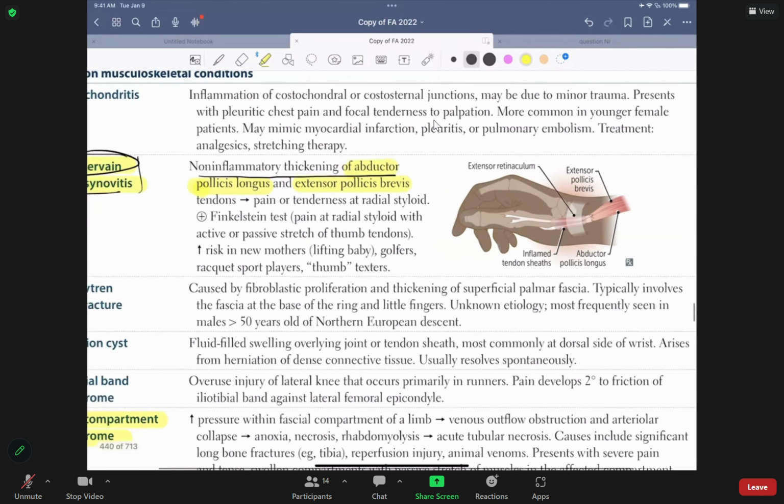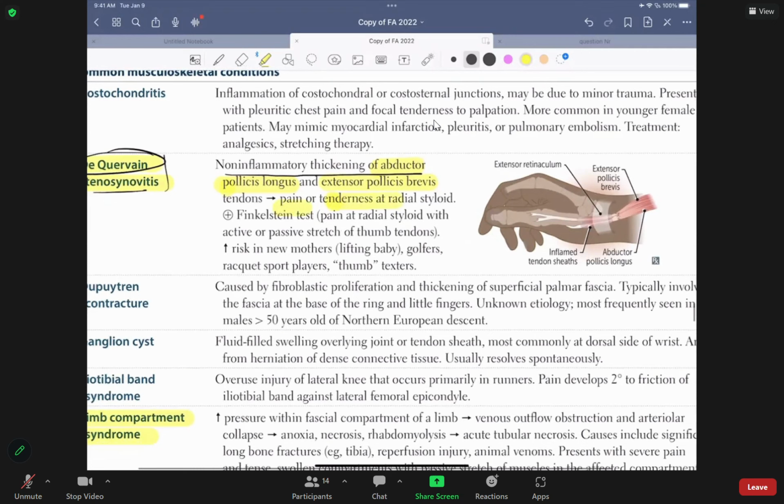Now, if you see, it's a pain or tenderness at the radial styloid. We do a test called Finkelstein test, okay? What does that mean? When the patient comes, we just pull it like this. Oh, they scream, okay? It's very painful. Increased risk in new mothers, look at that. Okay, because you hold it.